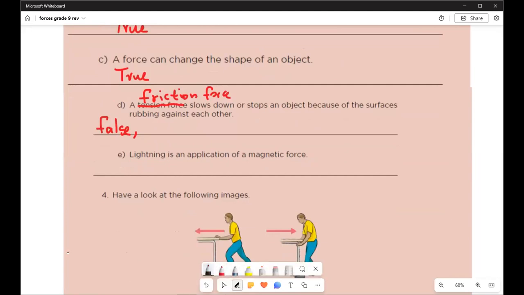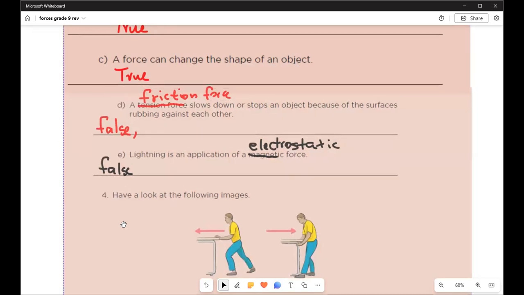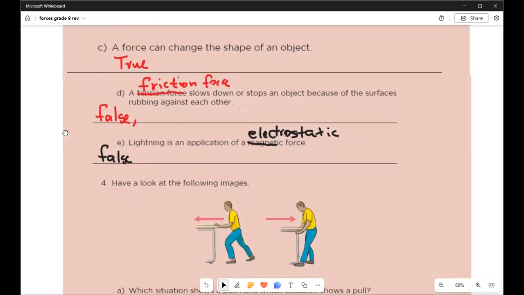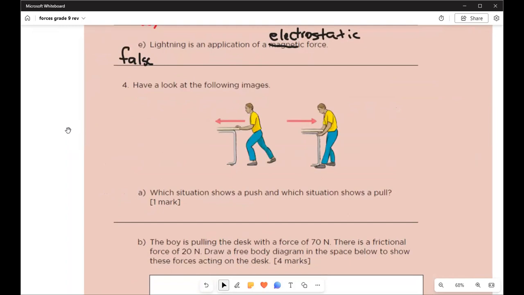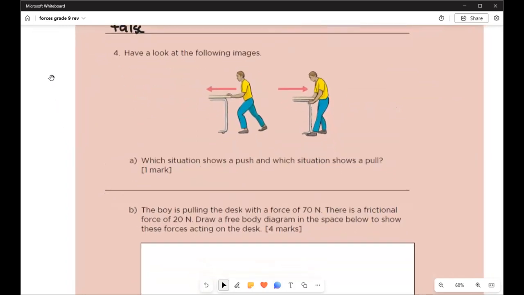In E, they say lightning is an application of magnetic force. This is false. Lightning is an application of electricity, so it's electrostatic force. Remember, magnetism works with poles, North Pole, South Pole, but electricity or lightning works with electrons and protons.